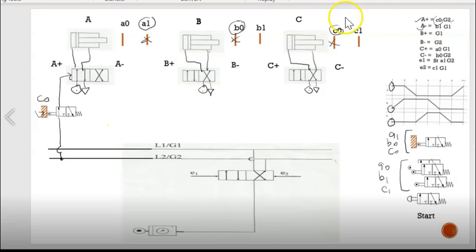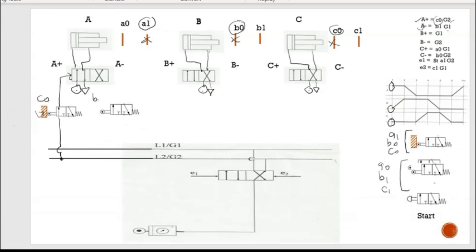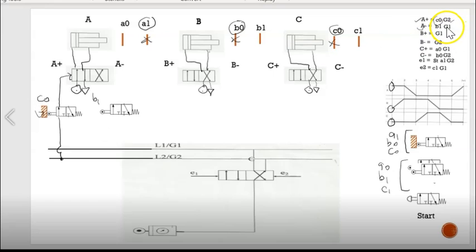And then for A minus, we're going to use B1, G1. So B1 is this limit switch. Put it here. Name it B1. And it will go to G1. So G1 is here. So this is a normal limit switch, so we're going to use this side.